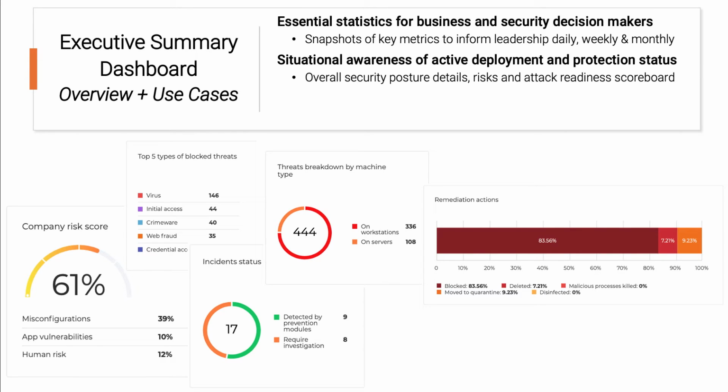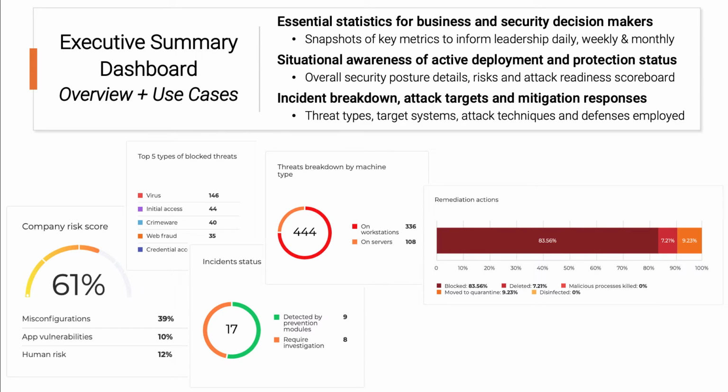The second use case is situational awareness of the active deployment and protection status. This includes details of the organization's overall security posture, a summary of the current risk environment, and a scoreboard of the general attack readiness that leadership can monitor for changes and spot trends over time to help inform their strategic and tactical decision-making. The third use case highlights incident breakdown, attack targets, and mitigation responses.